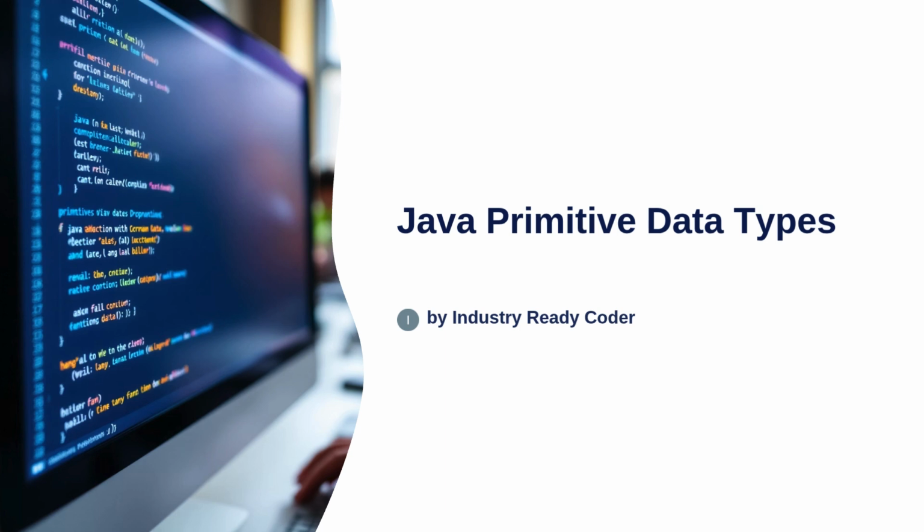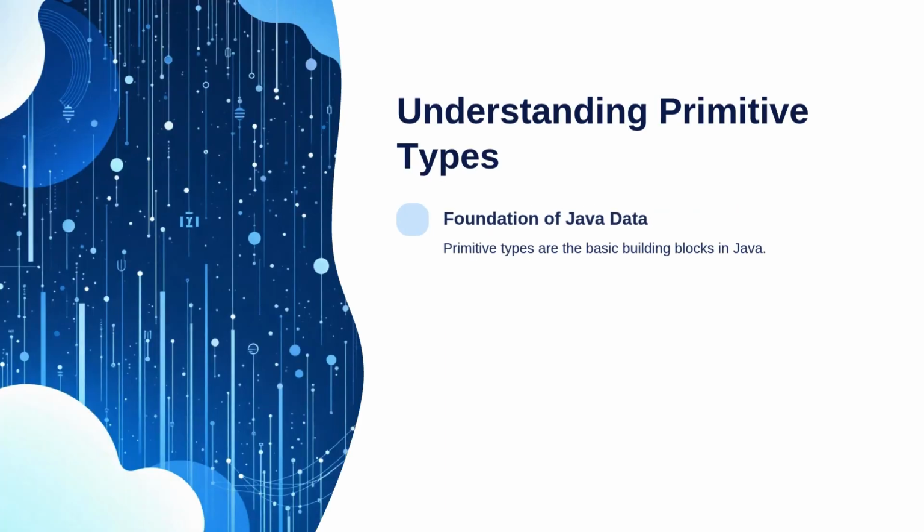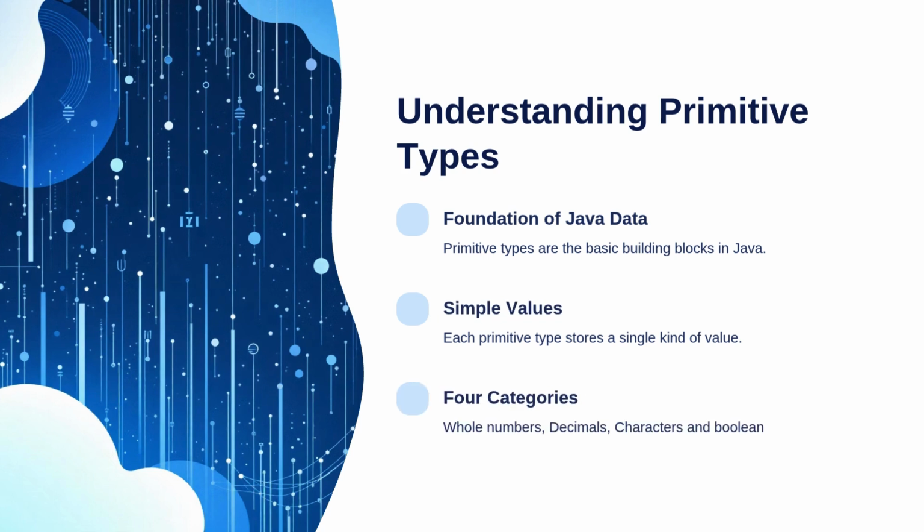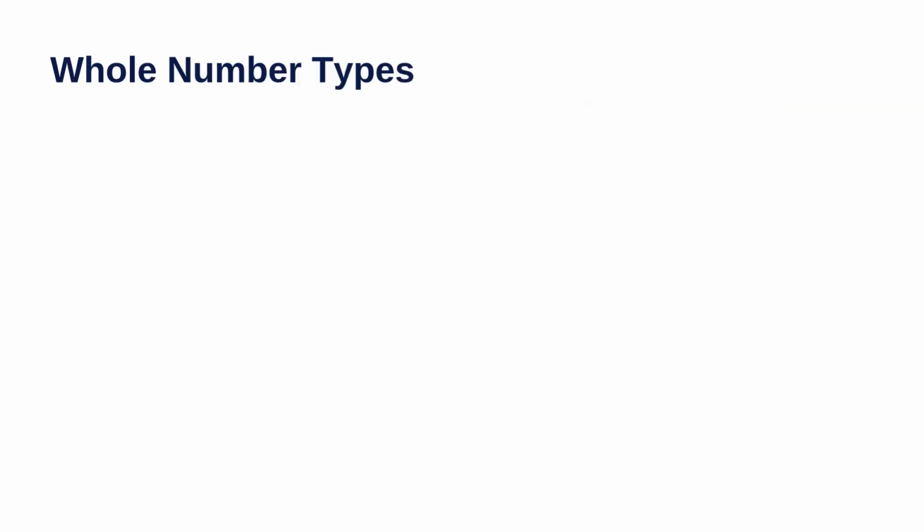In the last video, we learned about variables. Now it's time to dive deeper into something every Java programmer must know: primitive data types. Primitive types are like the atoms of Java, tiny, powerful building blocks that store simple values. There are 8 of them, and we can group them into 4 main categories: whole numbers, decimal numbers, characters, and booleans. Let's start with the whole number types.